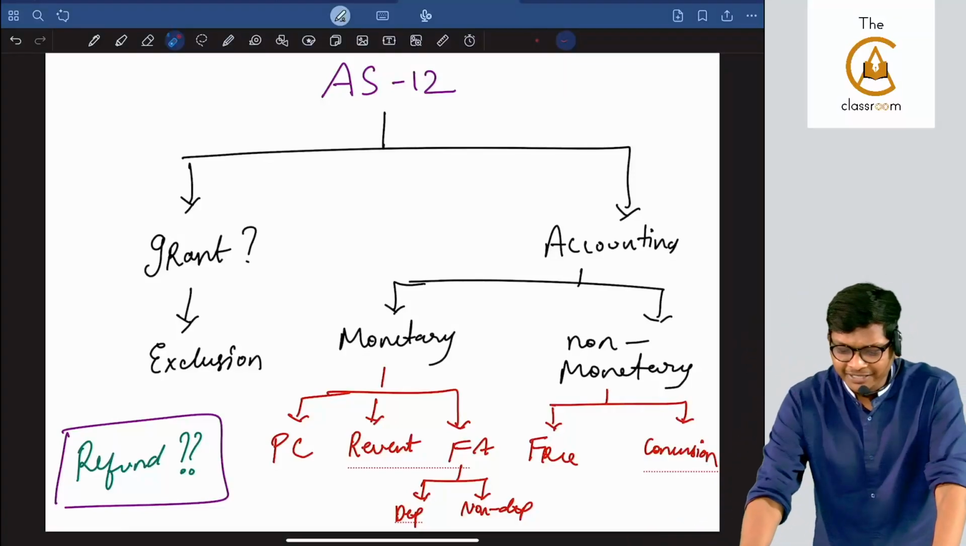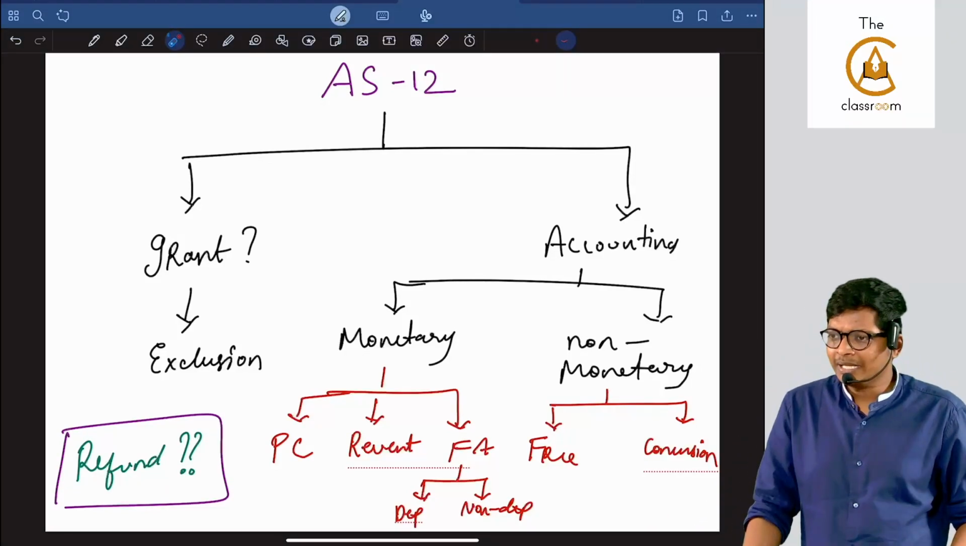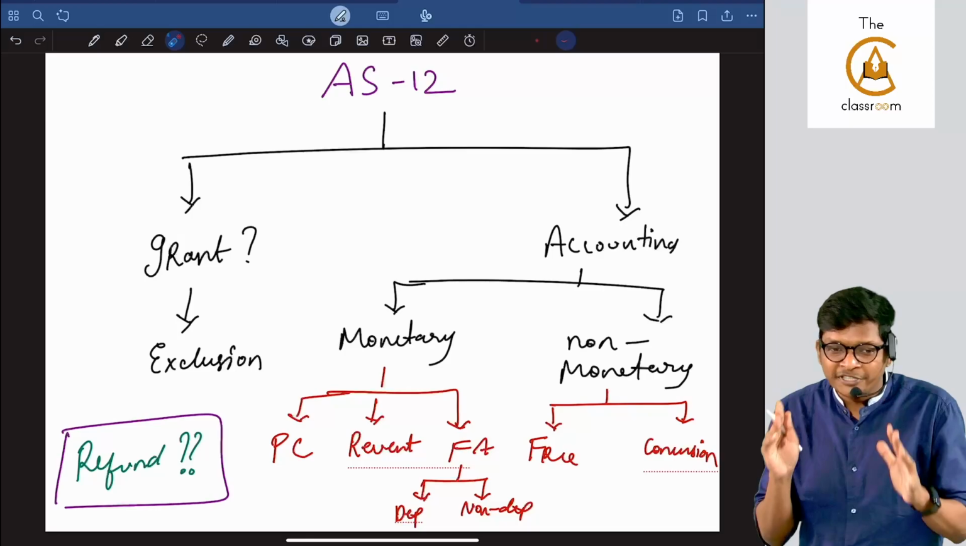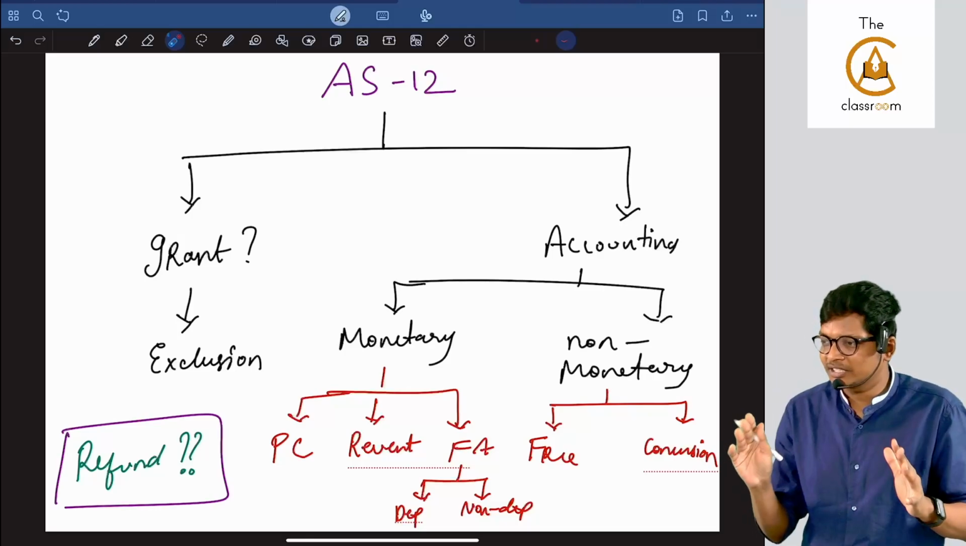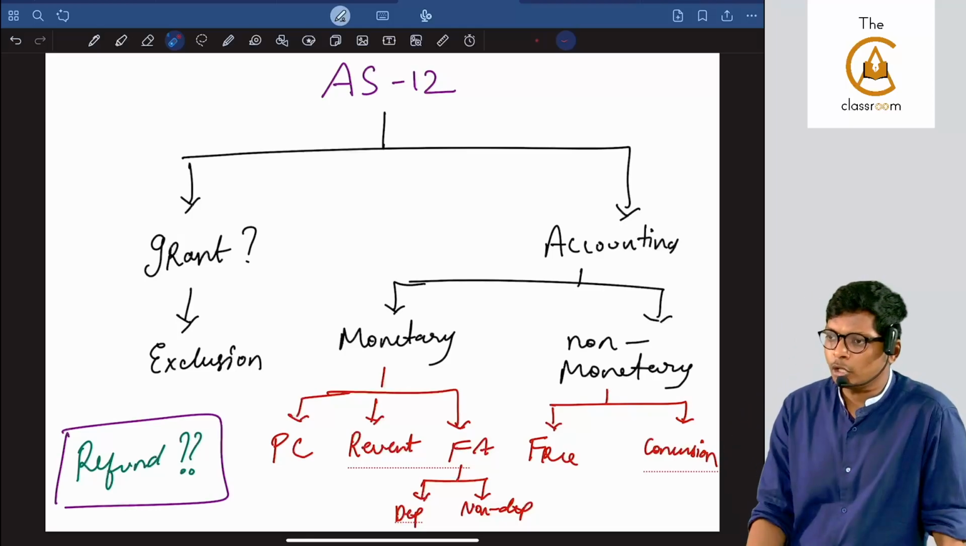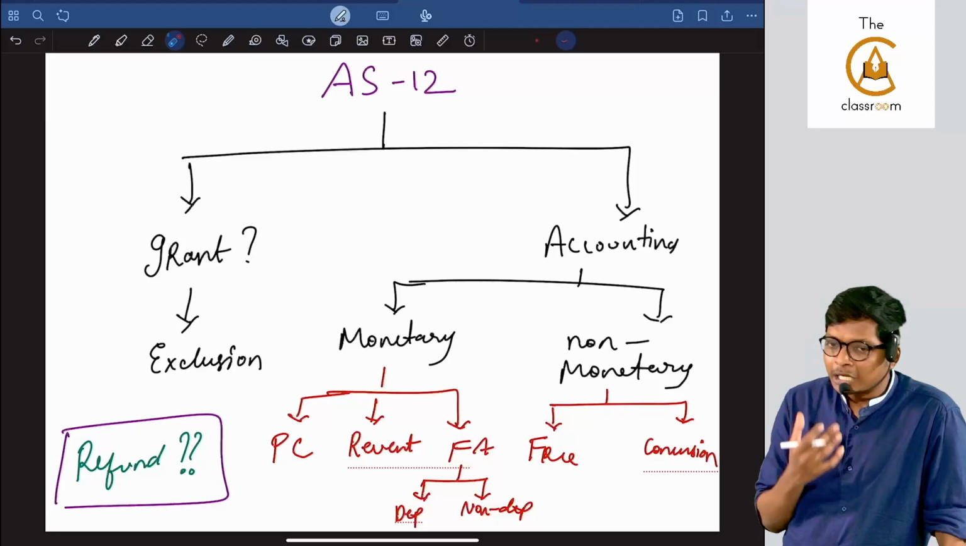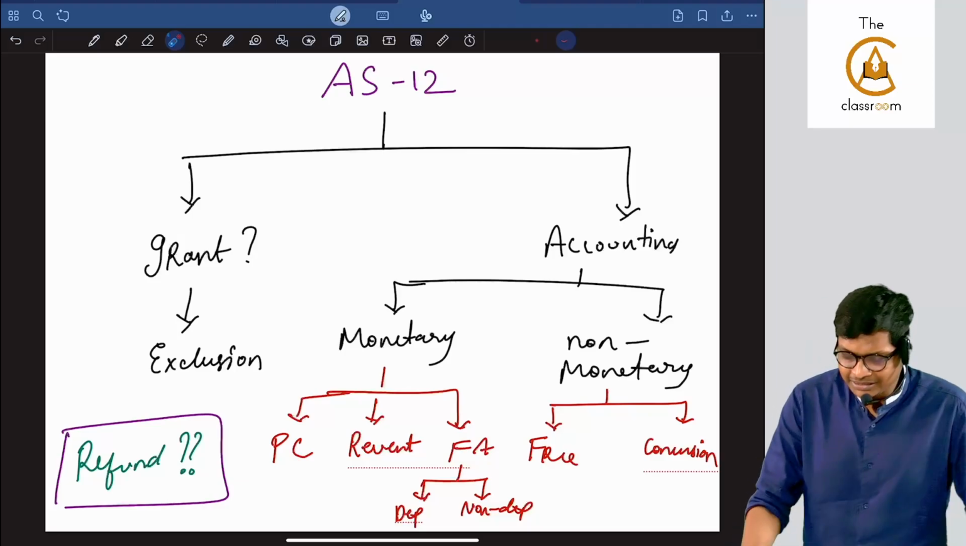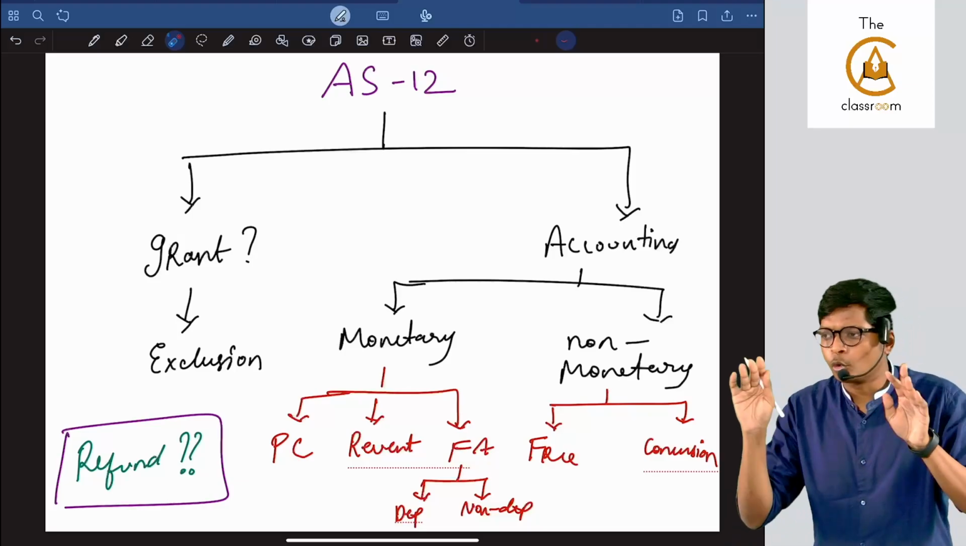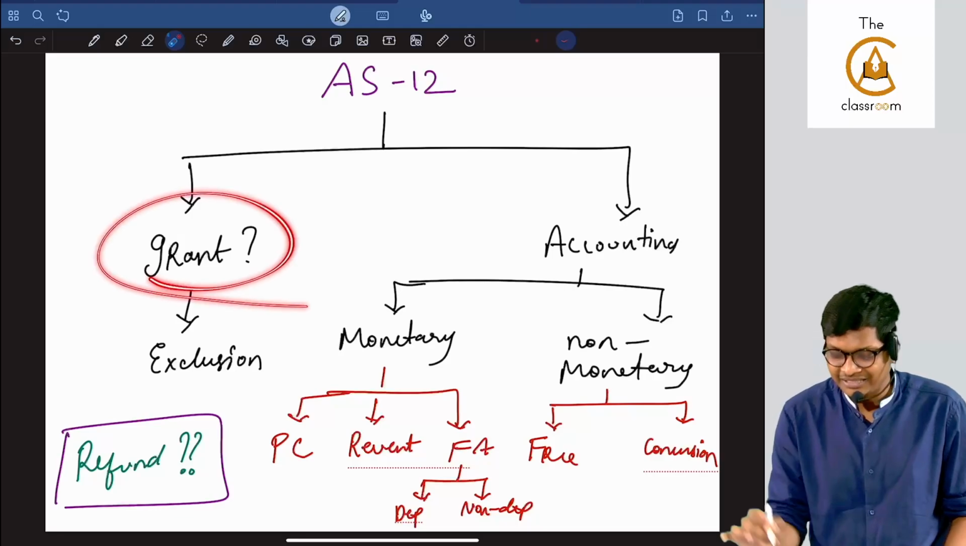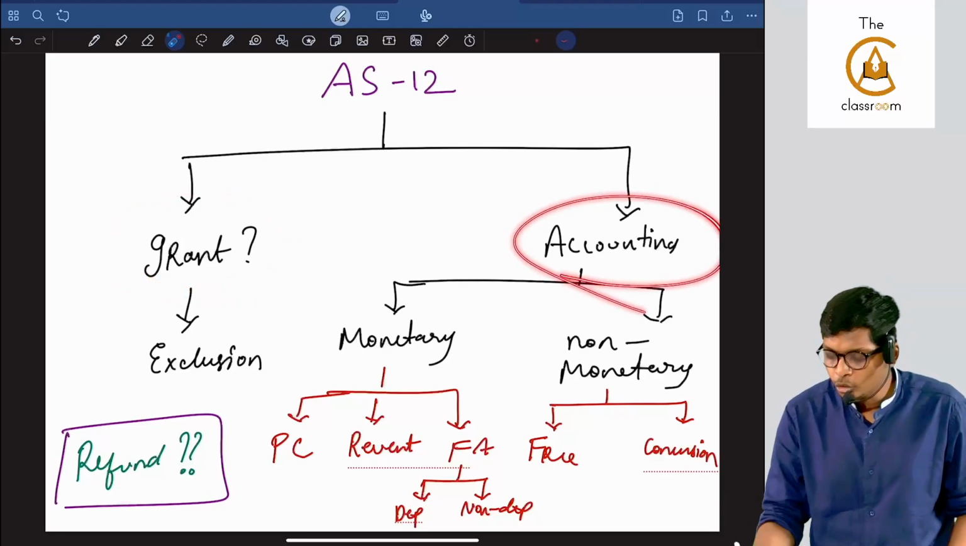Let's start off, guys. AS12, let me quickly give you a recap. What questions can you expect in the exam? What is the scope of this chapter, mind mapping? AS12 talks about accounting for government grants. This standard itself first splits into only two parts: what is a grant and how do you account for that?